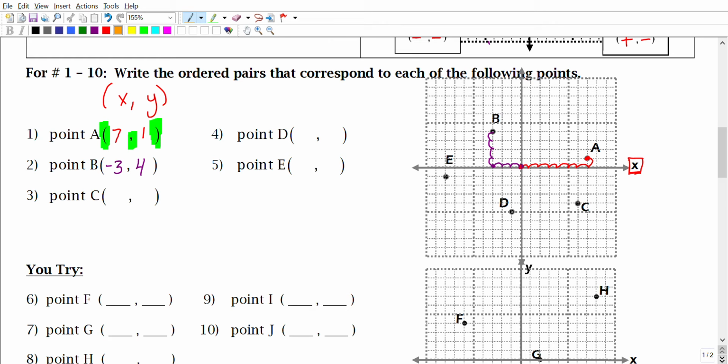All right. Hopefully starting to make a little bit more sense. But let's go ahead and keep going. Now we're looking for point C. So I'm going to go ahead and do that in orange here. So again, always left and right first, then up and down. So 1, 2, 3, 4, 5, 6 to the right. So I'm going to write a 6. And then I actually go 1, 2, 3, 4 down. So in this case, I have a negative 4.